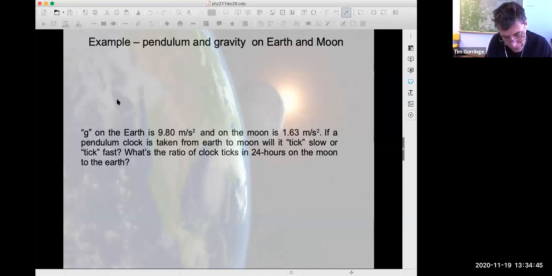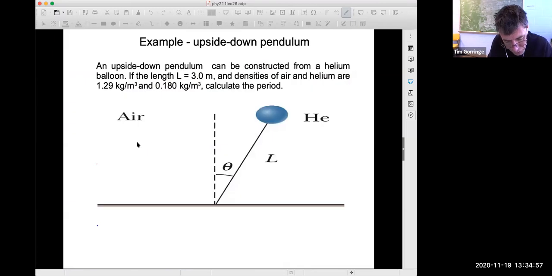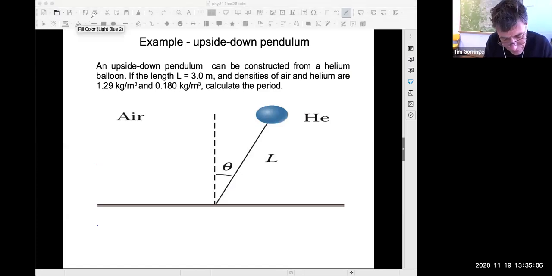Okay, I think I'm going to skip this one. I'll solve it and put it as a little example in the modules. But I think the other problem I want to solve is this one, which is kind of an interesting one. It's called the upside down pendulum.